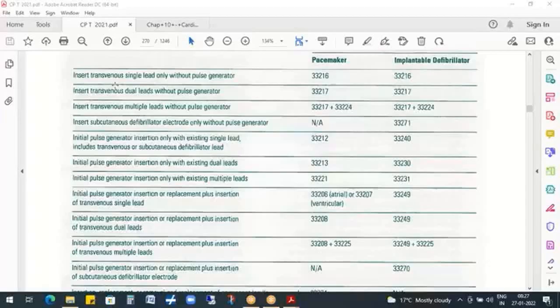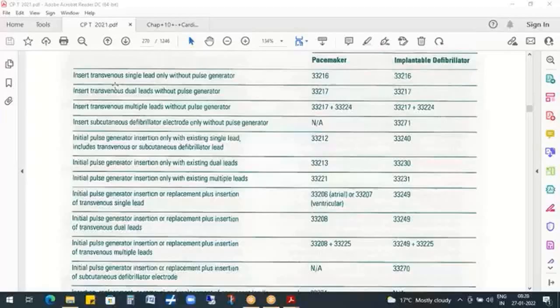If you see the 5th row, dual leads are there in the body. They are placing a pulse generator. With dual leads, they are placing a pulse generator. What is the code series? 221, 231. Understood? Next point, you can see multiple leads.